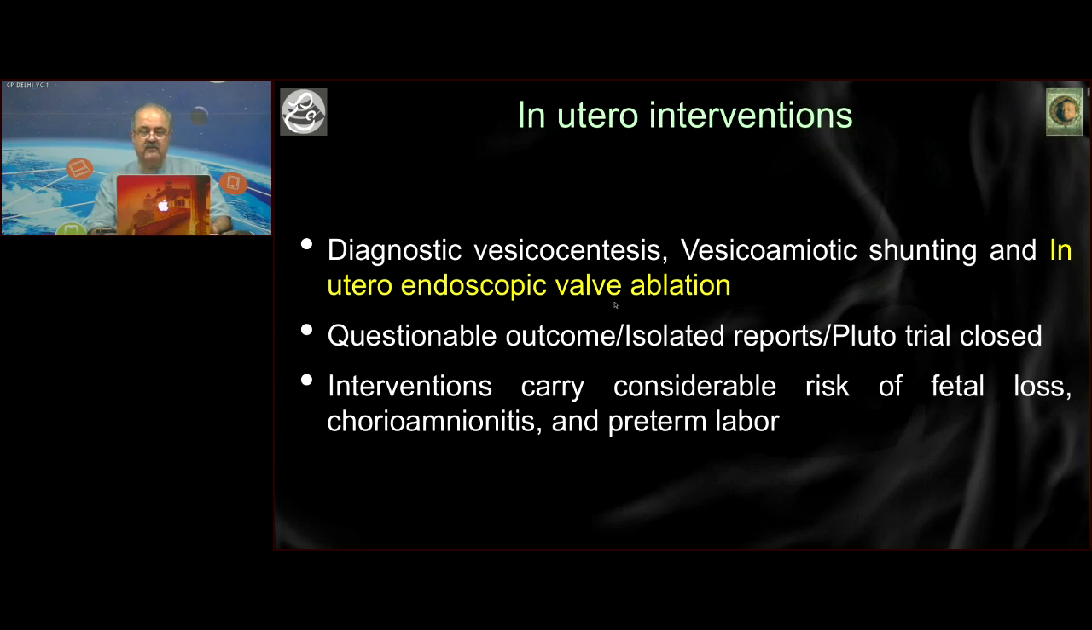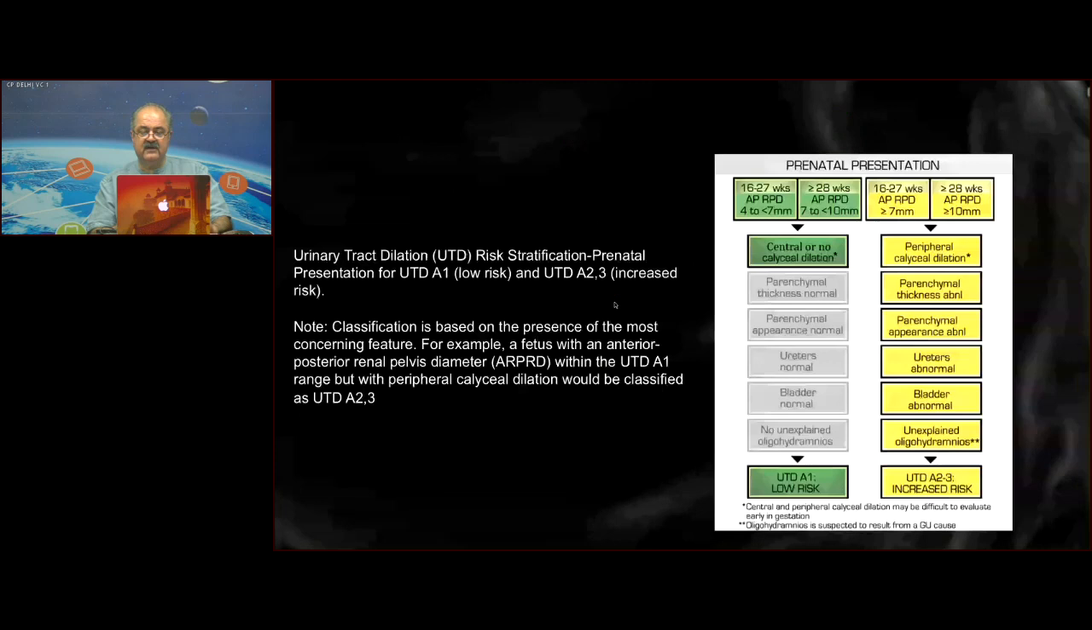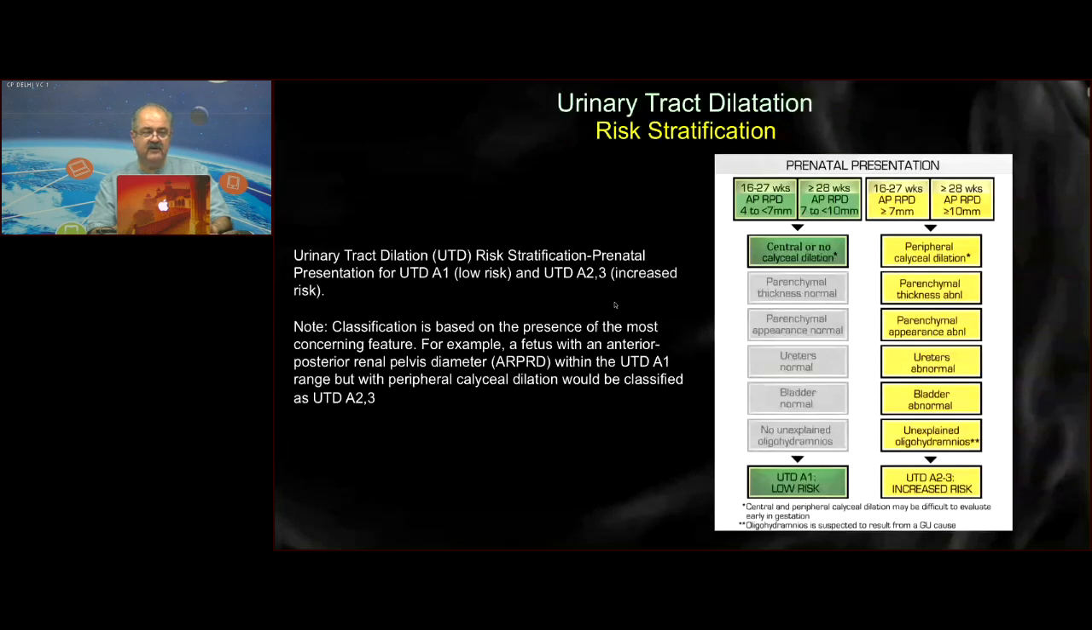The last thing I'm going to talk about is a little more detail on what the multidisciplinary group have done, and that is to classify the AP diameter of the renal pelvis from 16 to 27 weeks versus 28 weeks onward. 4 to less than 7 millimeters without any calyceal dilatation is estimated as urinary tract dilatation A1, which is low risk. And after 28 weeks, we use 7 to less than 10.